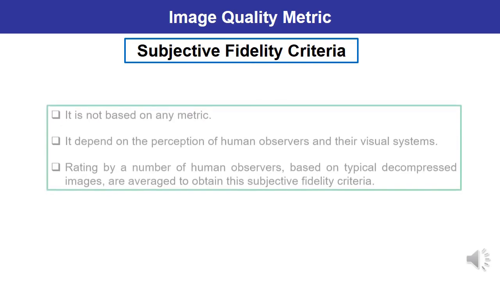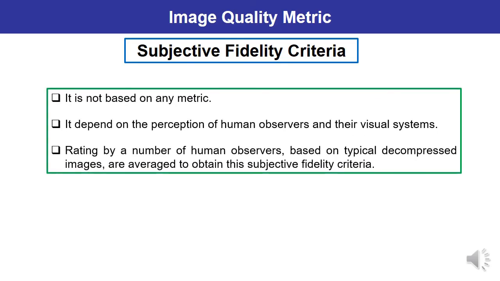Next fidelity criteria is subjective. Subjective fidelity criteria is also very important, but it is very subjective in nature. Means if I am describing something, my description would be different; if you are describing something, your description would be different. So this is how we say that it is subjective in nature. I can rate somebody on the same scale with some value, and you can rate somebody on the same scale with some other value.